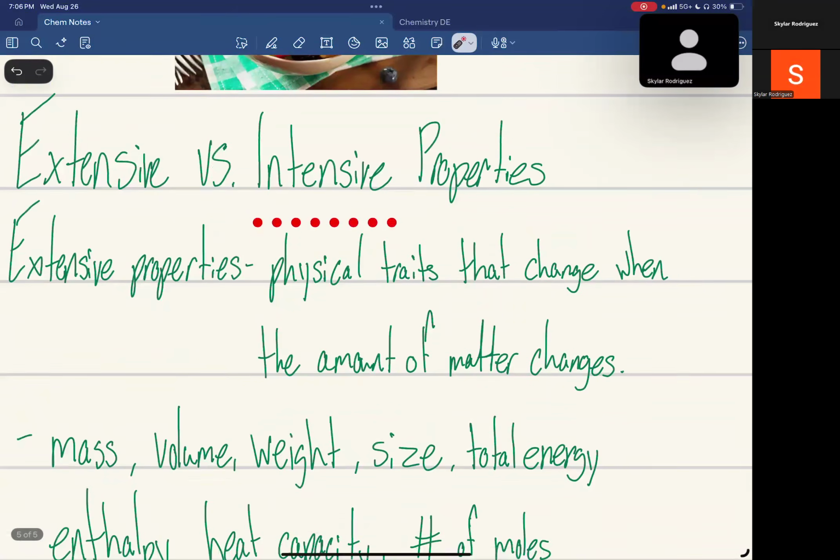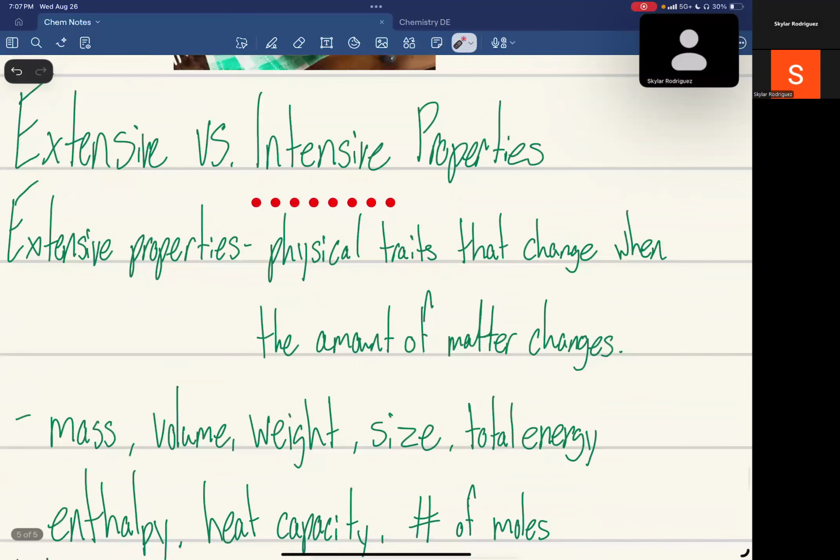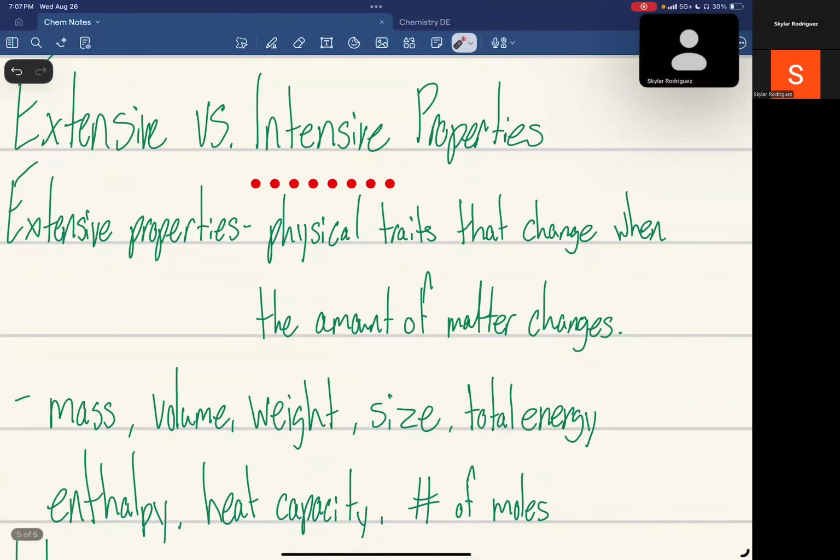Next is understanding what exactly extensive and intensive properties are. Extensive properties are physical traits that change when the amount of matter in a sample changes. They depend directly on the size or quantity of the substance present. Examples of extensive properties can be mass, volume, weight, size, total energy, enthalpy, which is the total heat content of a system, heat capacity, the amount of heat energy required to raise the temperature of the entire sample by 1 degree, and number of moles.